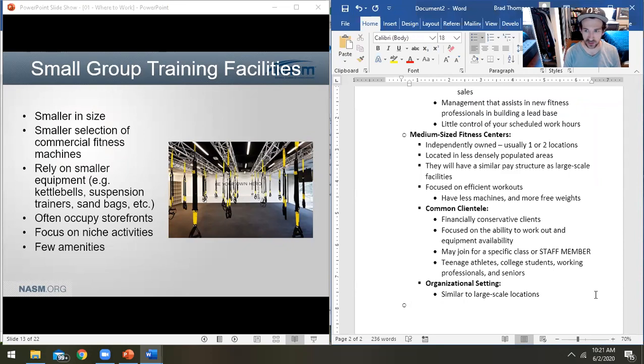Small group training. So these are often going to be smaller in size, usually focusing on one type of equipment or limited types of equipment, focused on smaller equipment.